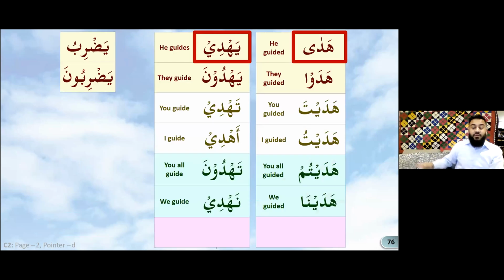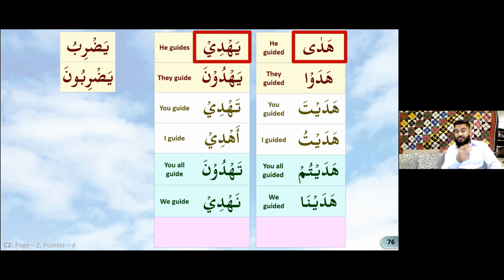So now that we've done the first key, we already know this. Hada. Let's do the mudari form for yahdi. Nothing new here, but yahdi is he guides. Yahduna, they guide. How about you and I? Remember ta na. Tahdi, you guide. Ahdi, I guide. Tahduna, you all guide. And nahdi, we guide.